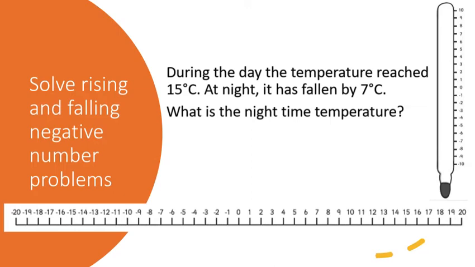Okay, let's look together. During the day it was 15 degrees. It's fallen by 7, so we need to jump back 7. That's 1, 2, 3, 4, 5, 6, 7. What does that look like as a calculation? 15, jump back 7, and our answer is 8 degrees C. Not even gone into the negative numbers there, but it's still a fallen number problem.